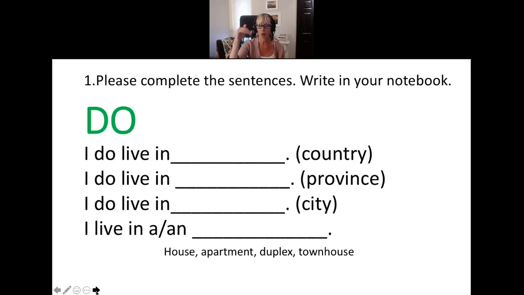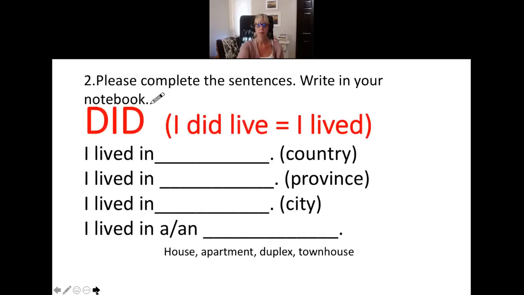This is now, today. Please stop the video and write the sentences. Finish the sentences. Number 2 is the same. Finish the sentence, but this is past. Think about where you lived before Canada, before Edmonton. I lived in... Please stop the video and write these 4 sentences in your notebook.